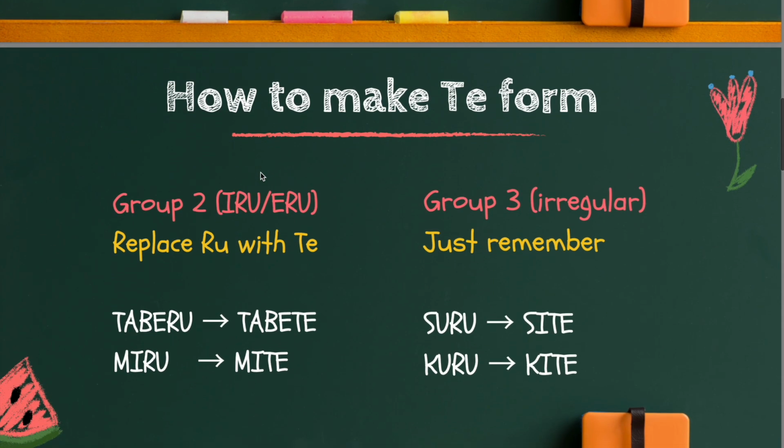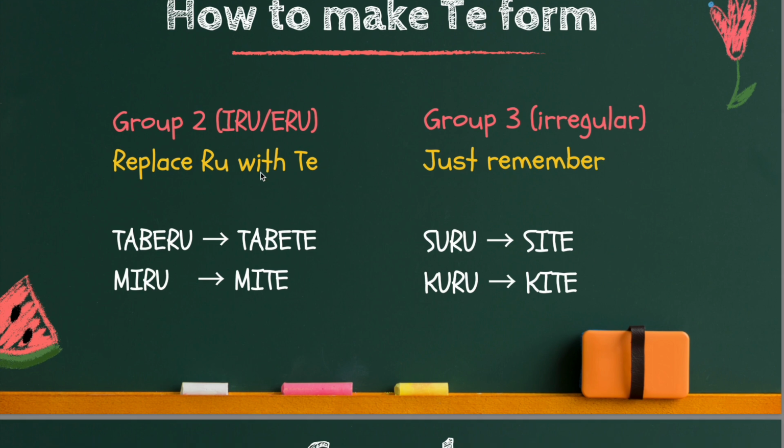And this is the rule. So first, let's look at group 2, iru eru group. This is very simple. If the verb is in group 2, just replace ru with te. That's it. So for example, taberu, to eat. Change ru to te. Therefore, the te form of taberu is tabete. Miru, also group 2. Replace ru with te. So the te form is mite.